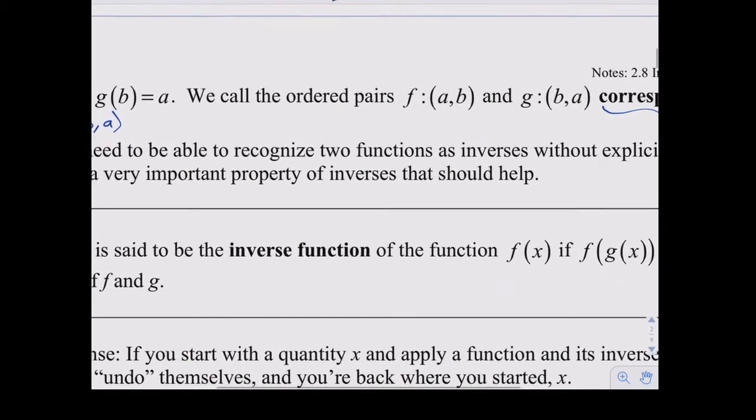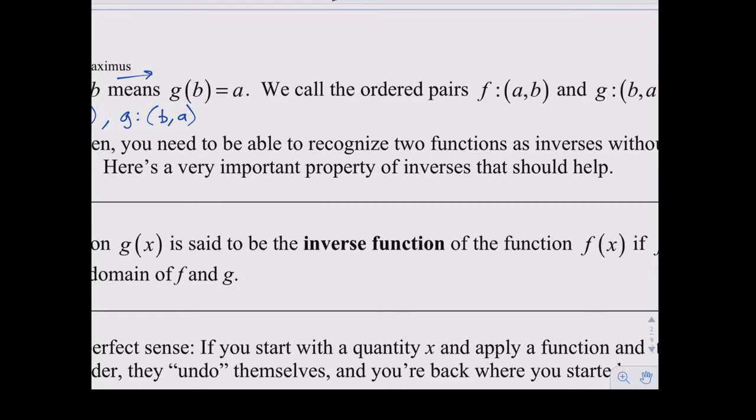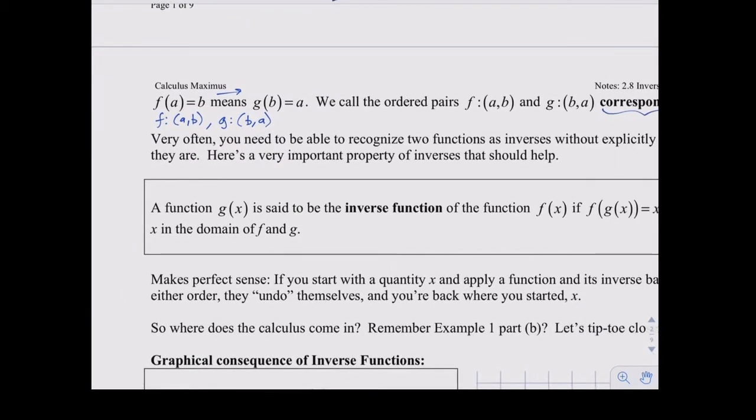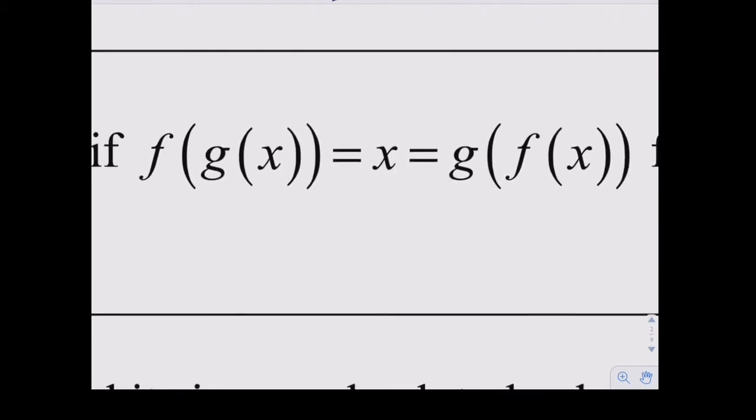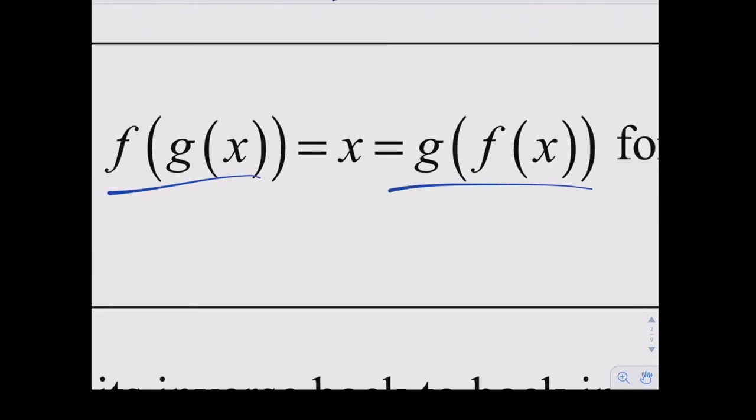Here's a very important property that inverses have that should help you identify them. A function g of x is said to be the inverse of function f of x if and only if this is true. And this is like an algebra 2 thing. If f of g of x equals g of f of x, and oh, by the way, both of them equal x, then you know that the two functions f and g are inverses of each other. So somewhere in algebra 2, you learned about composition. And you learned that in general, composition is or is not commutative.